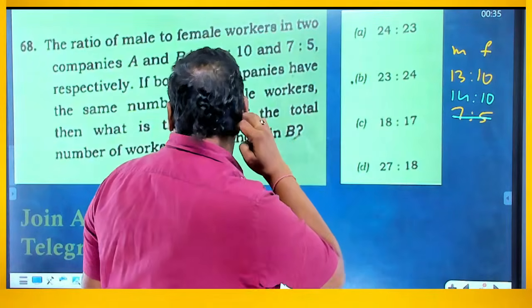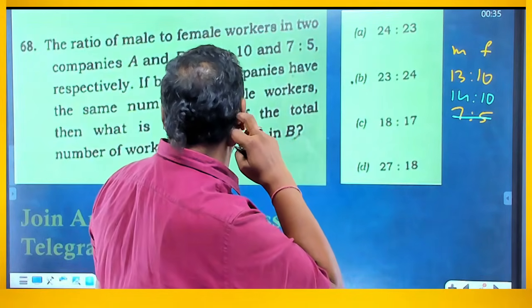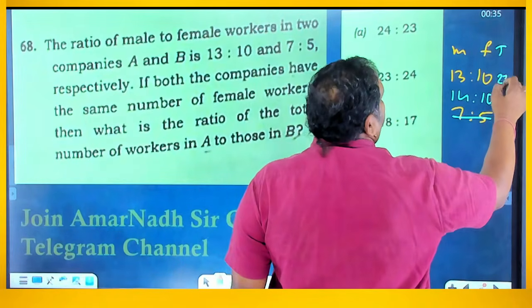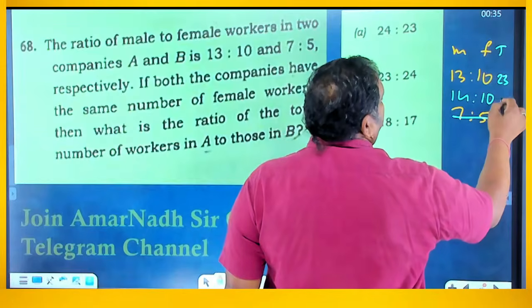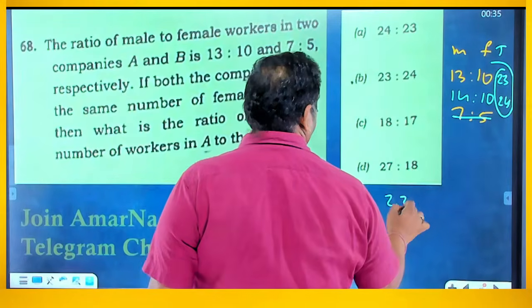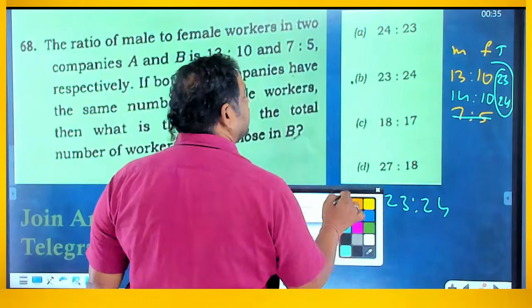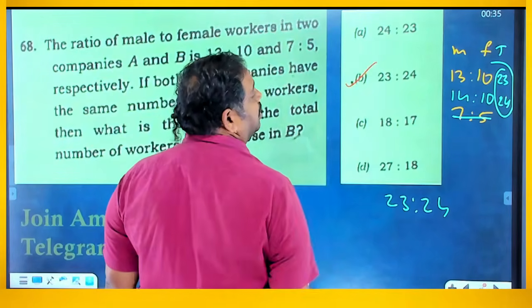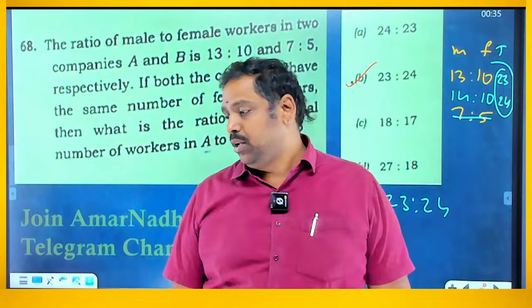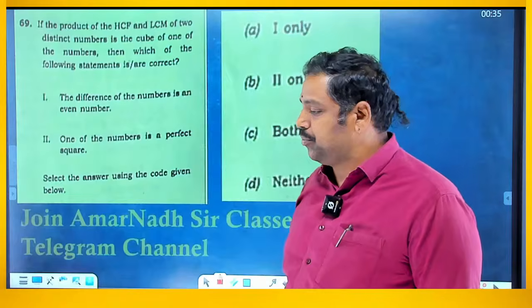Now what is the ratio of the total number of workers in A to those of B? Total: 13 plus 10 is 23, 14 plus 10 is 24. So the ratio is 23:24. Which option is the answer here? B is the answer. Be careful, 24:23 and 23:24, both are there. Good. See the next beautiful one.